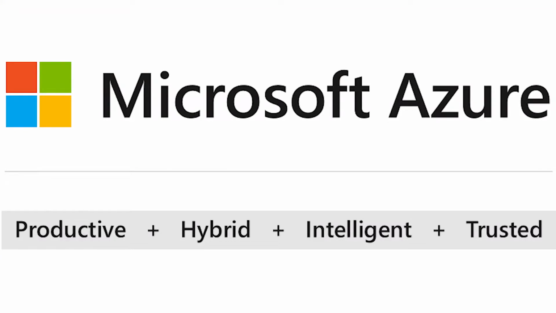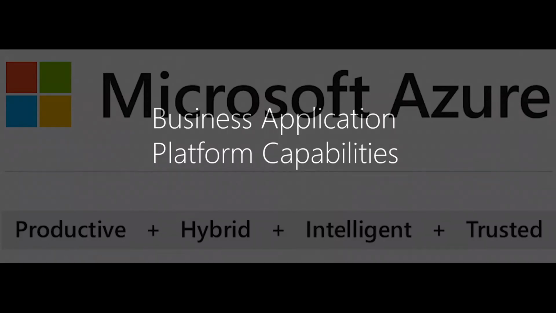How is it delivered? The business application platform is built on top of the Azure platform, the most productive, adaptive, intelligent and trusted cloud platform to help ISVs create business value. Let's talk in detail about what development choices the business application platform delivers for ISVs.